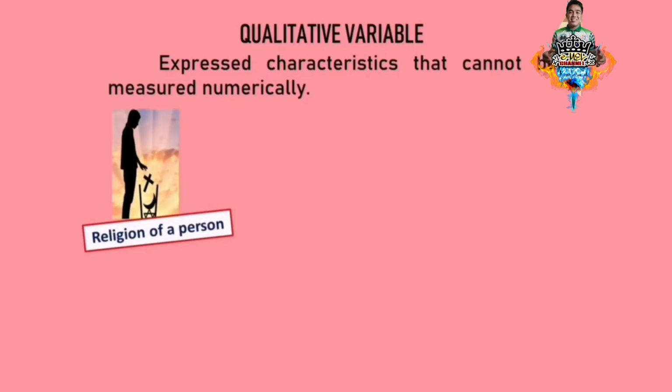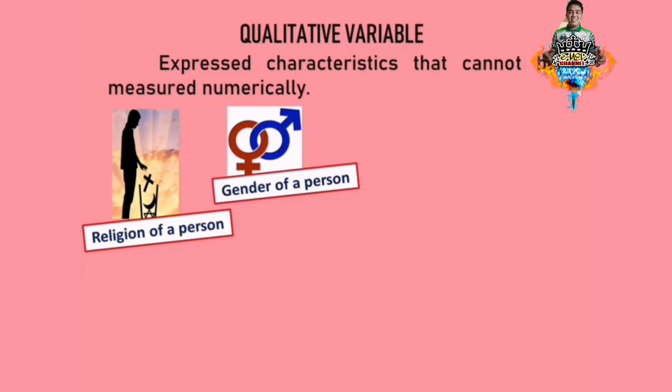When you have the religion of a person as your variable in the given data, we cannot tell that being a Catholic, a non-Catholic, or a Muslim or other religion will surpass the other. You just simply classify the person's faith. So that is a qualitative variable. We have also the gender of a person. Being a man does not mean you are stronger or better than a woman; rather, you just classify yourself as man, woman, lesbian, or other.